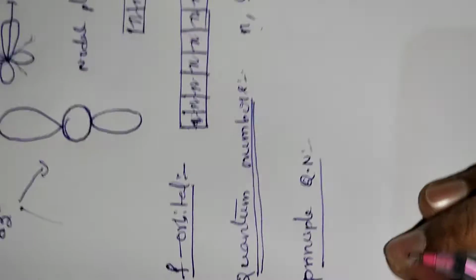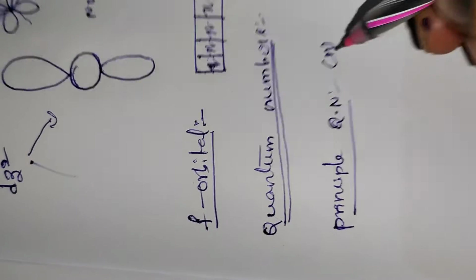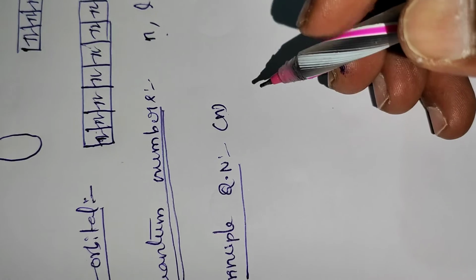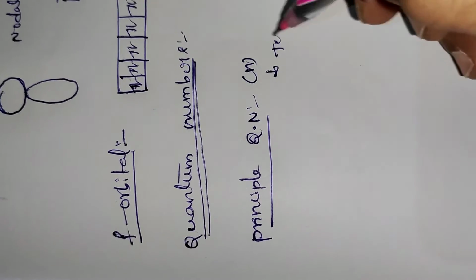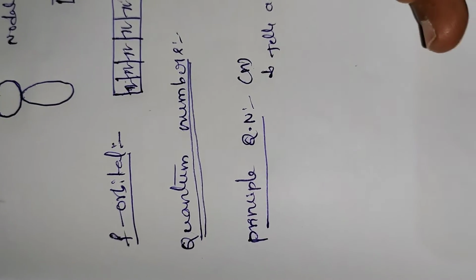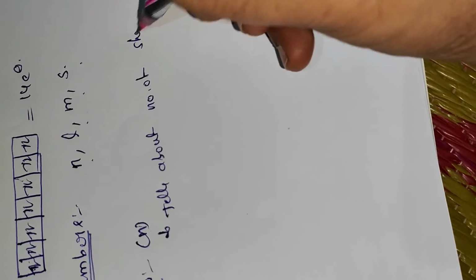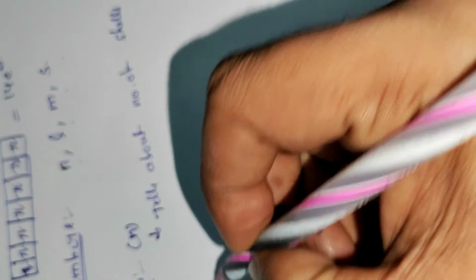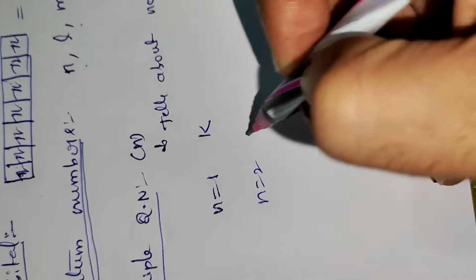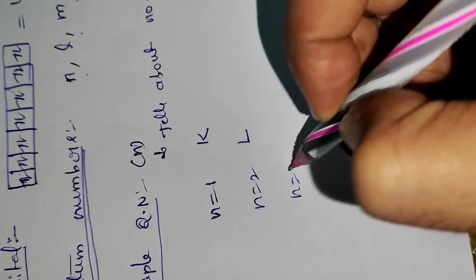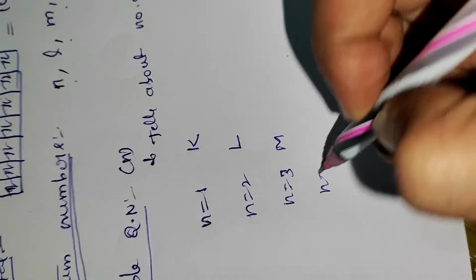The principal quantum number is denoted by the small n. N tells about the number of shells. N is equal to 1 means K shell. N is equal to 2 means L shell. N is equal to 3 means M shell. N is equal to 4 means N shell, like this.